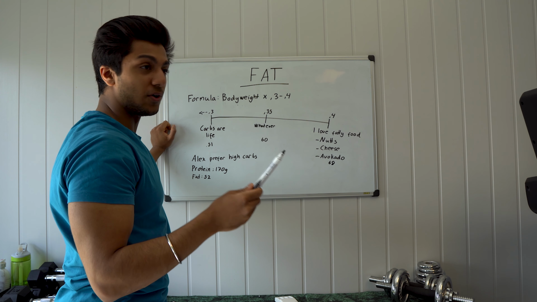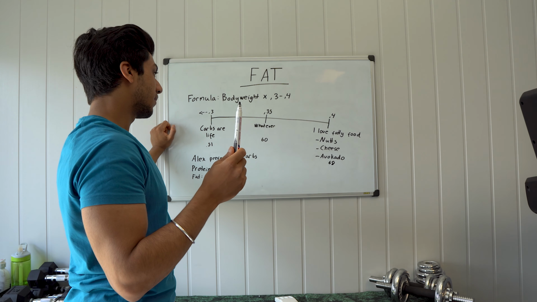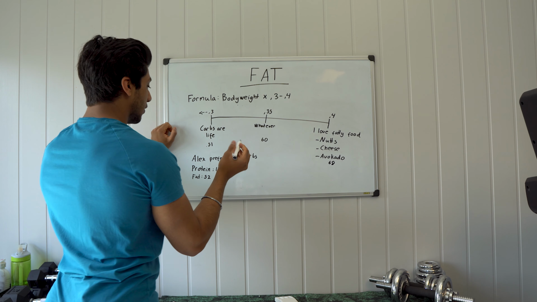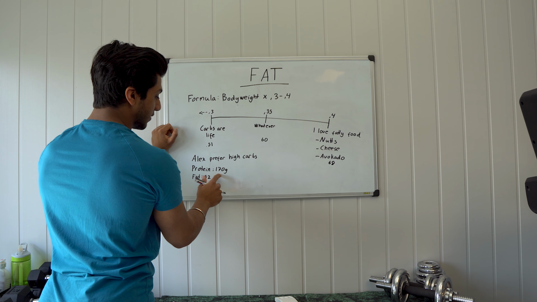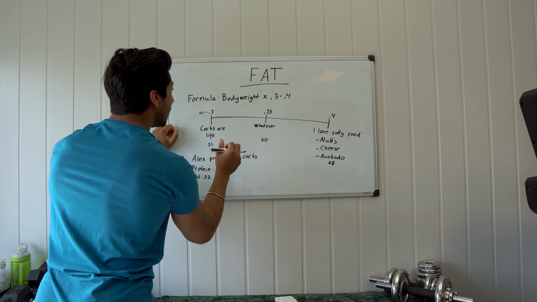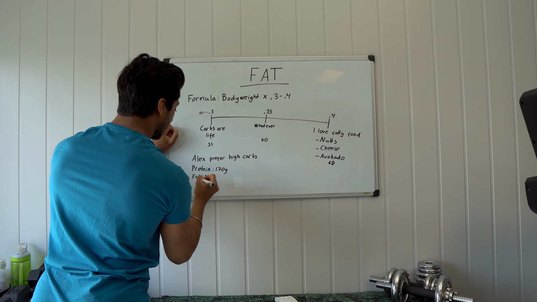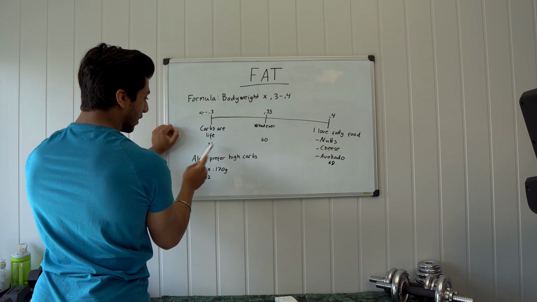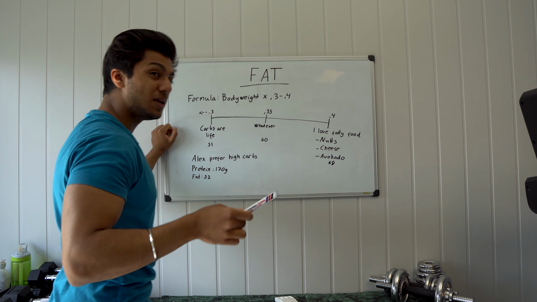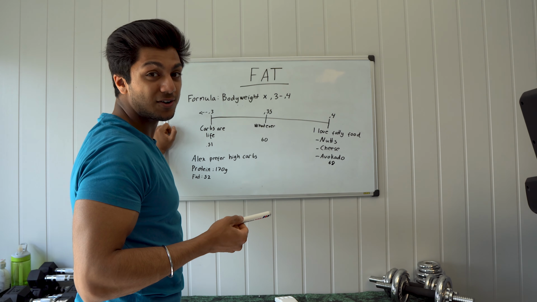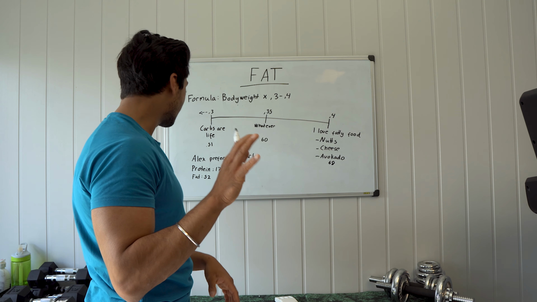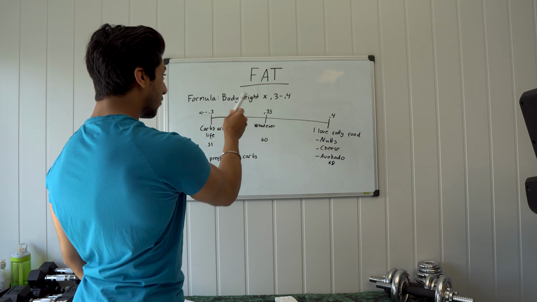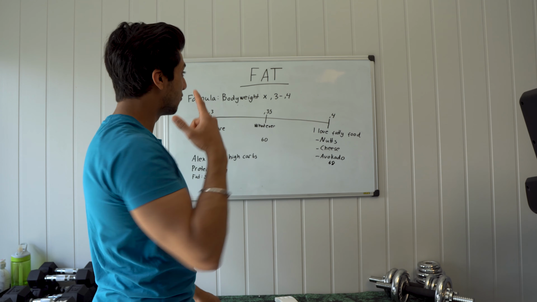So Alex prefers high carbs. His protein is 170 grams, and his fat is 51, but I just took it up to 52. Maybe I'm going to adjust it to 55 grams because I like nice and clean numbers. Done with fats. Next is carbs.